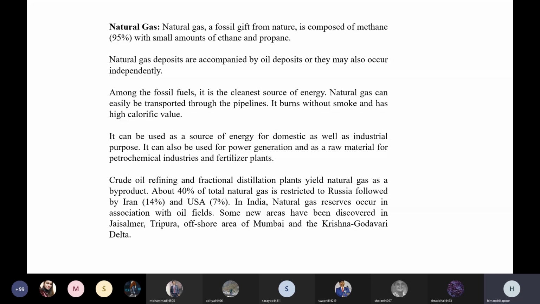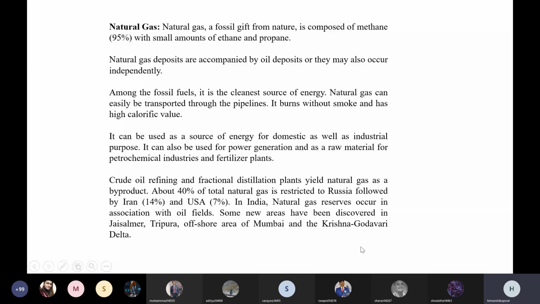Coming to its distribution, about 40% of natural gas is restricted to Russia, followed by Iran and the US. In India, we have reserves of natural gas, and these are found in association with the oil fields. We can see these reserves in Jaisalmer, Tripura, and the offshore area of Mumbai.